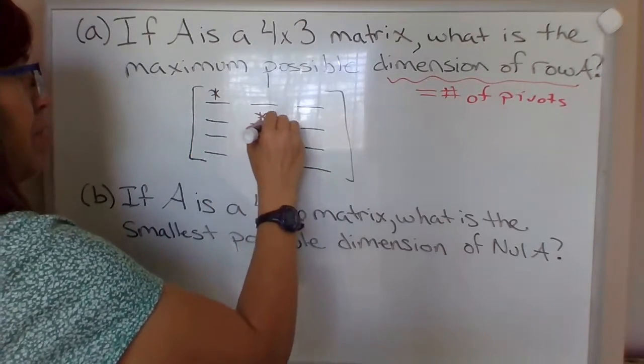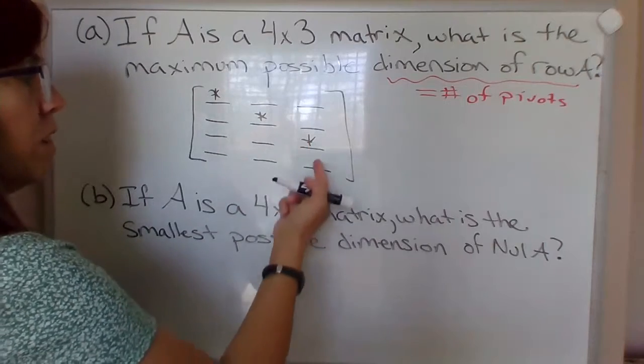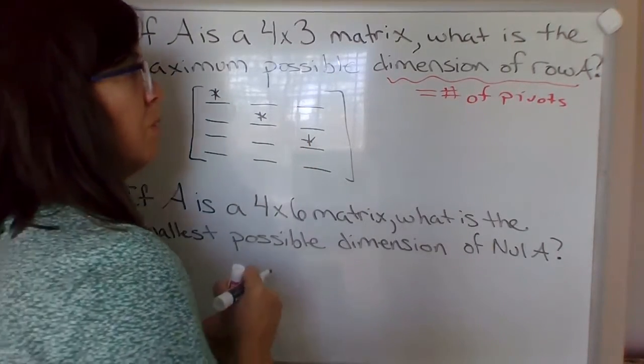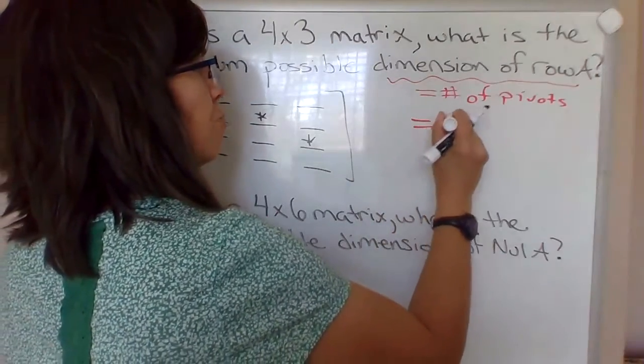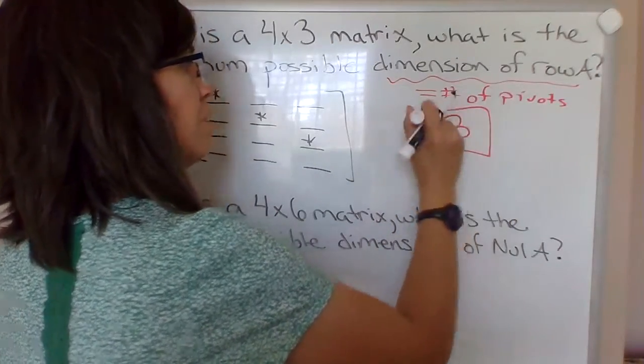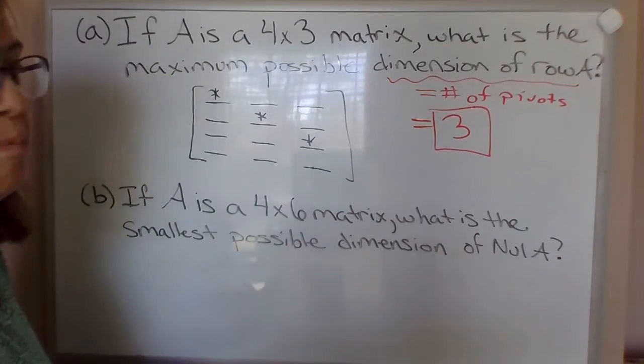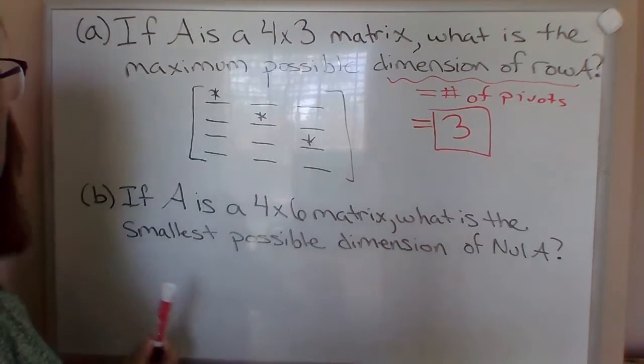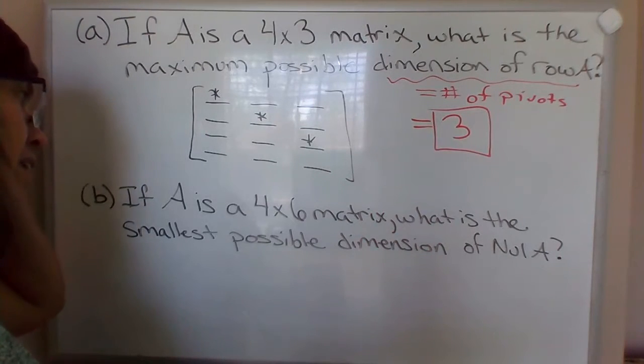If we have, let's say, pivots going down the diagonal here, we're going to run out of columns at 3 columns. So that's our maximum possible dimension of the row space. It's 3. At most, 3 of these rows could have a pivot in them. And so another way of thinking about that, the maximum possible rank of the matrix would be 3.